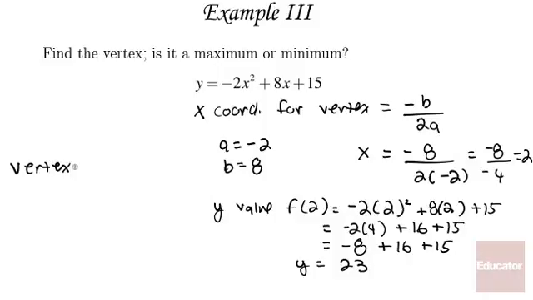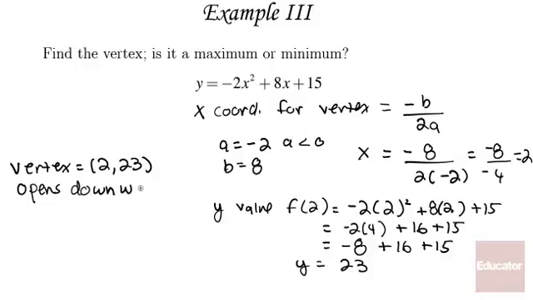Vertex equals 2, 23. Now, is this a maximum or a minimum? A equals negative 2. Since that is less than 0, the parabola opens downward. Recall that if a parabola opens downward, the vertex is going to give you the maximum value for y. So this vertex is a maximum.